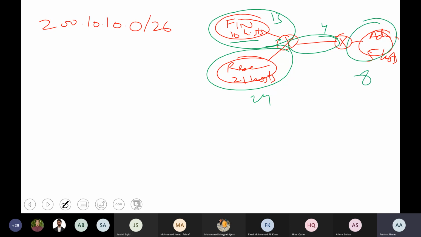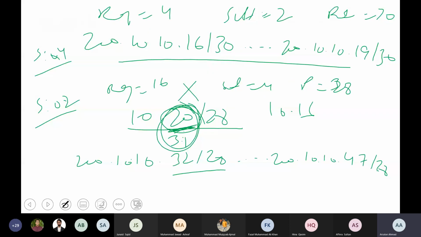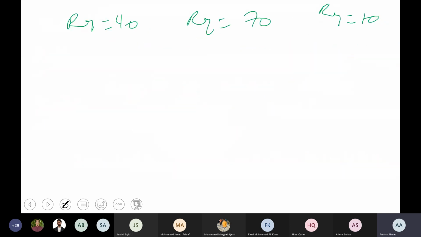So let's assume that, instead of a picture, I am just giving you the requirement like this. Now, let's assume that our starting address is 10.10.10.0, but not /26, let's say /24.